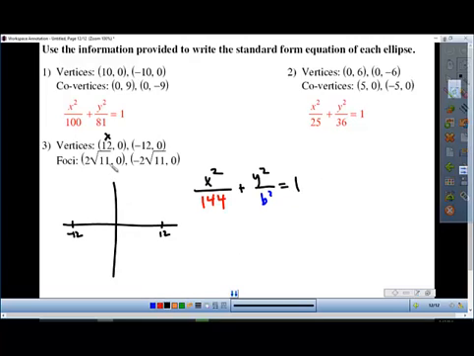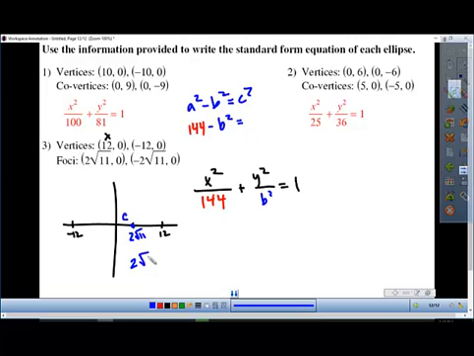Now it gives us our focus. How are we going to figure out what the b is if we know what the focus is? The focus is some distance out here, 2 radical 11. That's where our focus is. So there was a formula that we learned earlier. Remember, it was a squared minus b squared equals c squared, and c is our distance to the focus. So we know a squared is 144. We don't know what b squared is, so we're just going to write minus b squared. And then we know what our c is, well, sort of. This is c. Our c squared would be the value that we put right here.